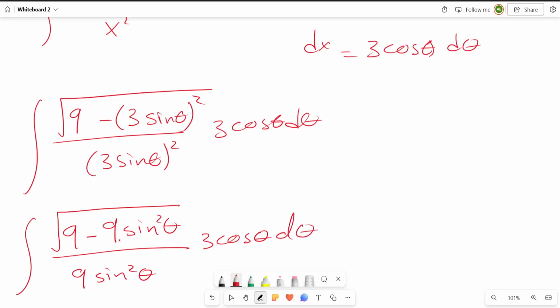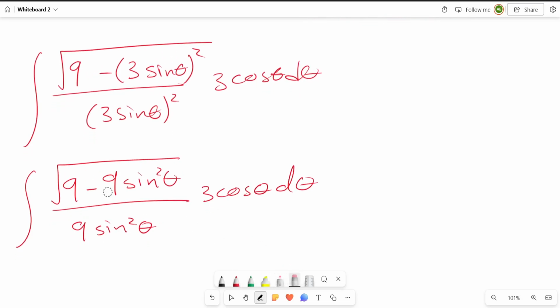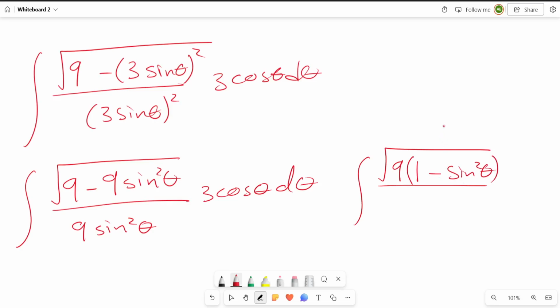From this expression, I can take a 9 out common. So this becomes the integral of the square root of 9 times 1 minus sine squared theta. And this is the whole point: we want to reach this, because we know this becomes cosine squared theta. This is over 9 sine squared theta times 3 cosine theta d theta.